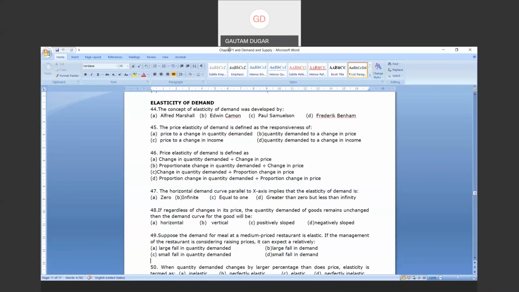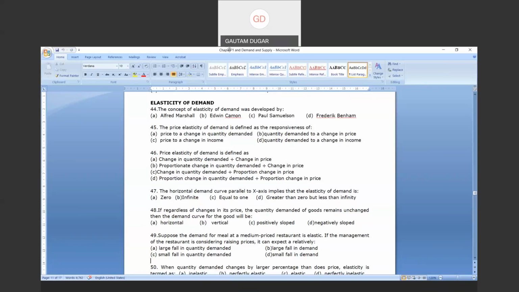Suppose the demand for meat at a medium price restaurant is elastic. If the management of the restaurant is considering raising prices, it can expect a relatively... Now, the demand is elastic, right? Elastic demand means that in response to a change in price, demand will show a greater response. If the management is considering raising the prices by, suppose, 10%, and it is elastic demand, the demand will fall by more than 10%. So it can expect a relatively large fall in quantity demanded.